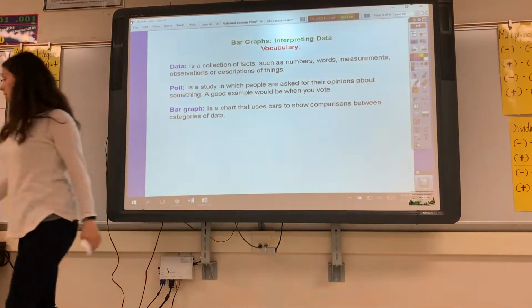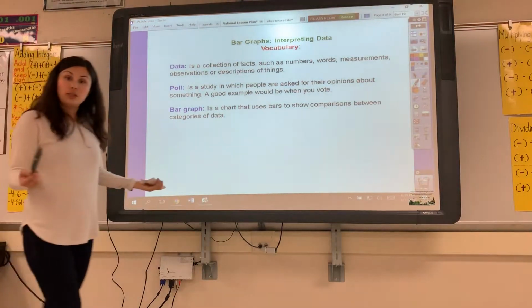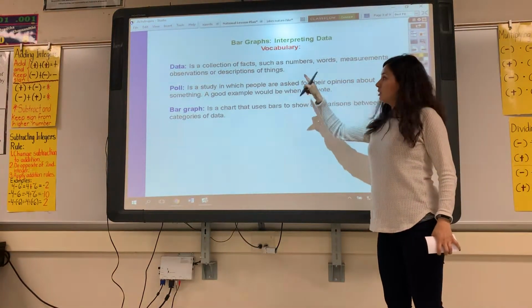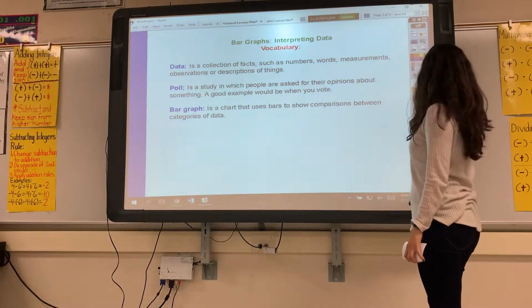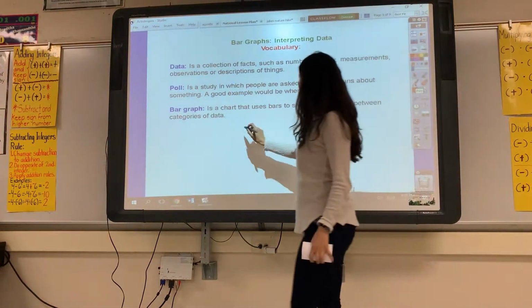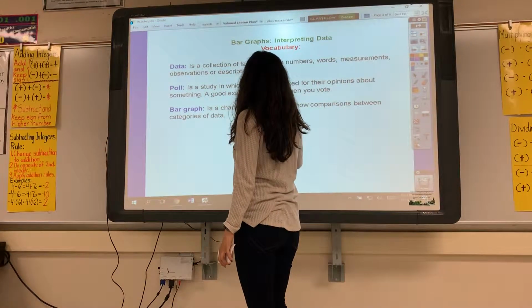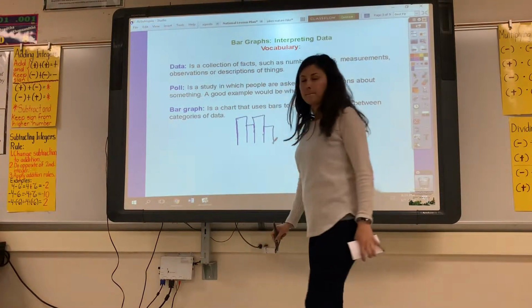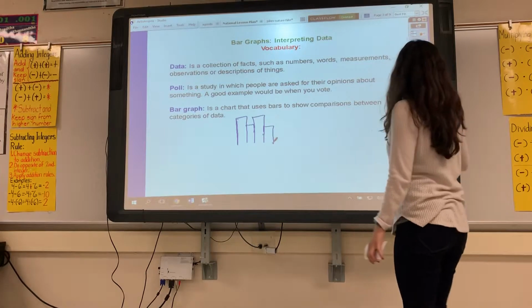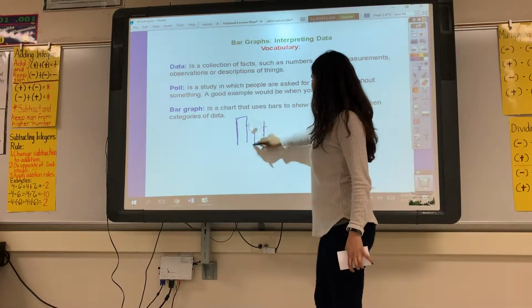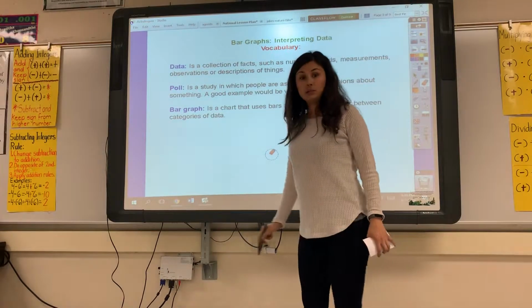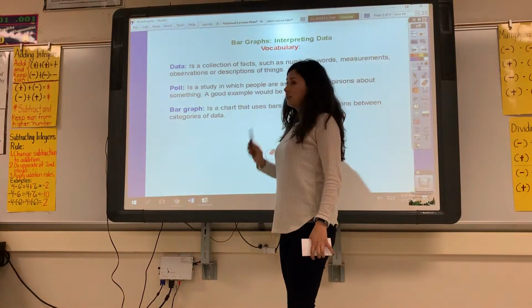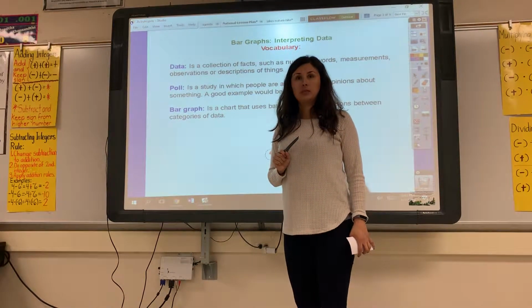Okay, so this is what a bar graph is going to look like, just so you know. Meanwhile, make sure you are copying the words and the definitions, okay? Now, let me know if you need more time writing the words and the definitions. Okay, good.